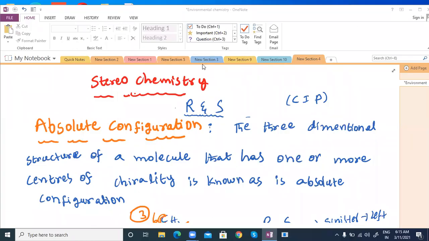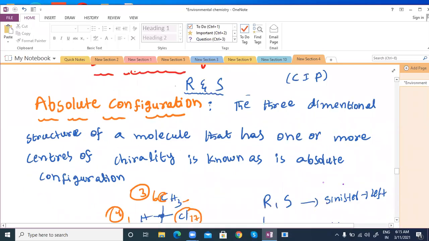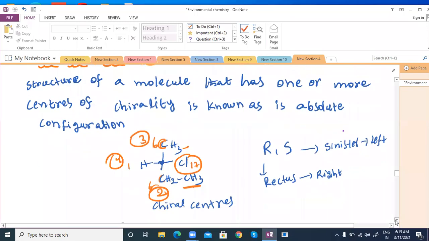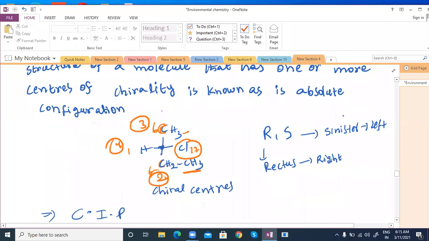Absolute configuration or RS nomenclature: the three-dimensional structure of a molecule that has one or more centers of chirality is known as absolute configuration. That means if a molecule contains more than one chiral center, we call that absolute configuration. I provided examples here.